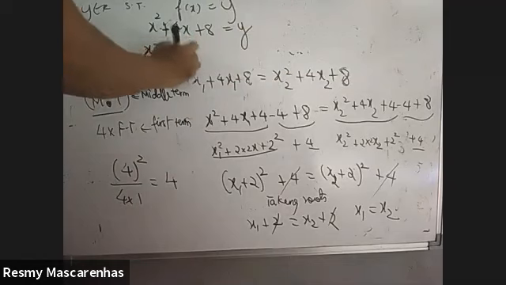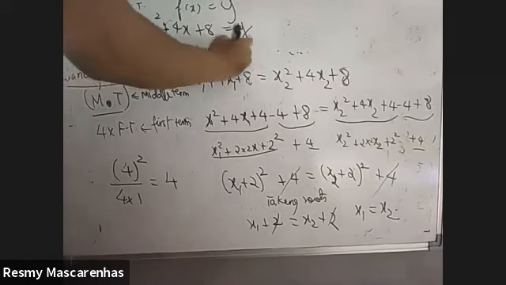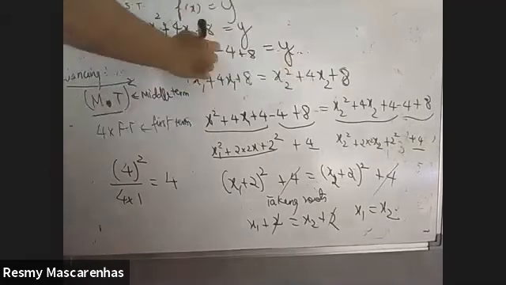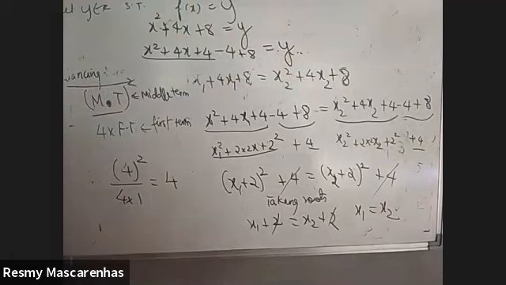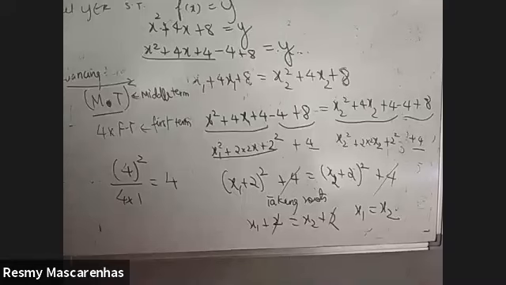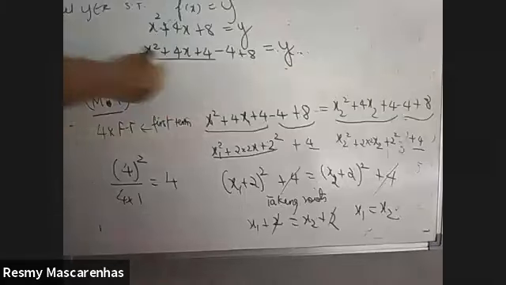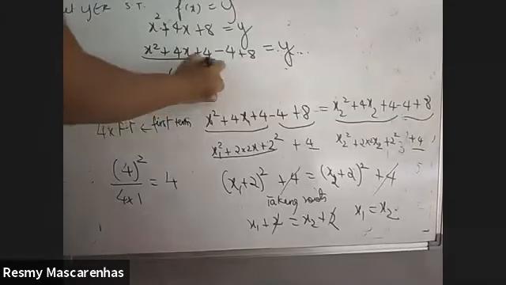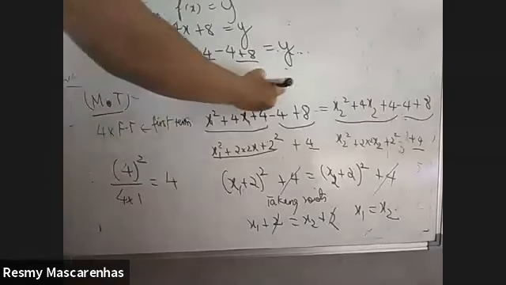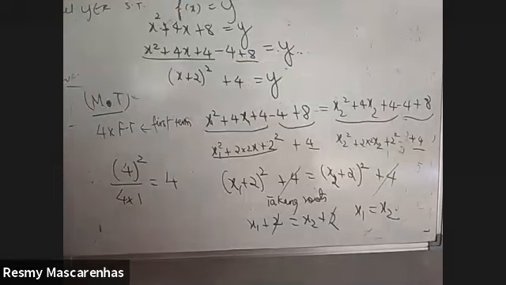So I have adjusted plus 4 and minus 4. And then this will turn out in the form of a plus b the whole square. So this will be x plus 2 the whole square, minus 4 plus 8 will give you plus 4. And now you got a single x.